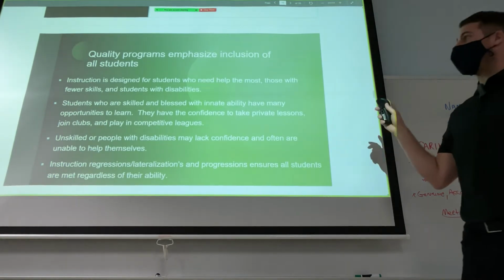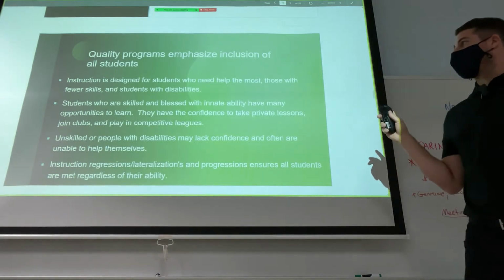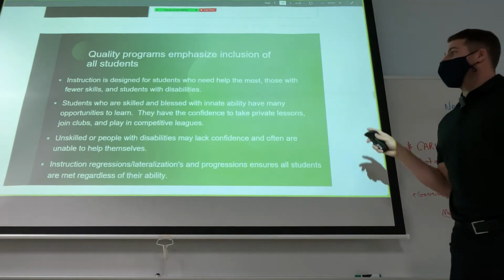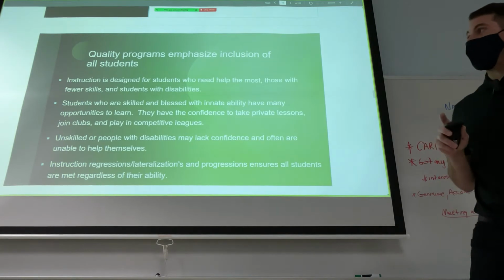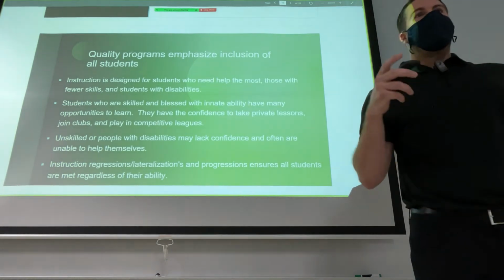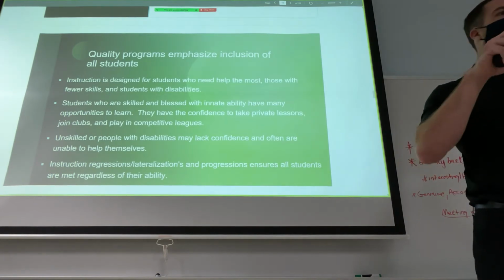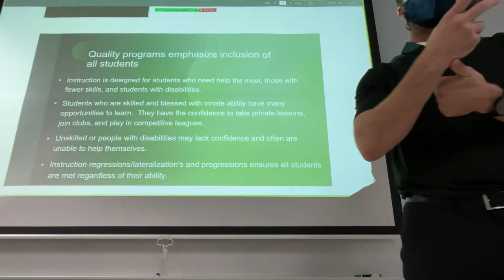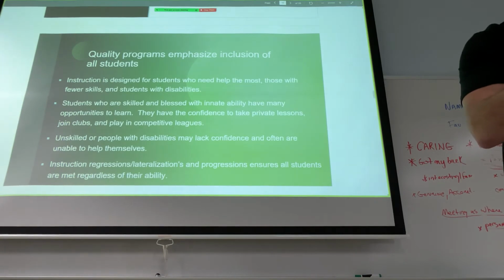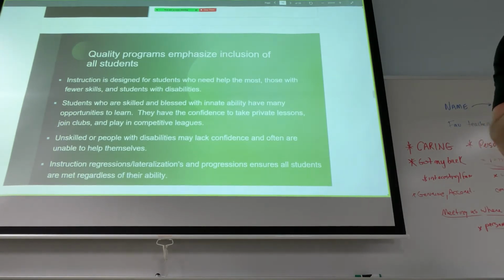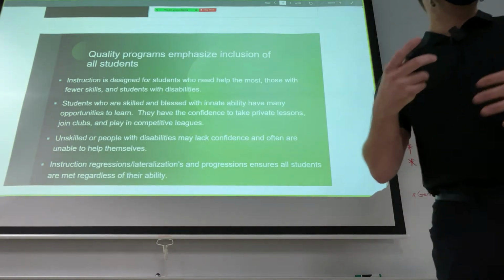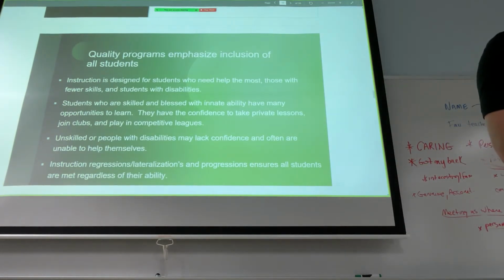So instruction is designed for students who need help the most, those with fewer skills, and students with disabilities. So what does that mean? When I instruct a class, I try to make sure I know your present level of performance, and I'll be able to see that next week as far as the skills that we're going to learn. And I'm going to be able to see who needs the most help visually, okay?